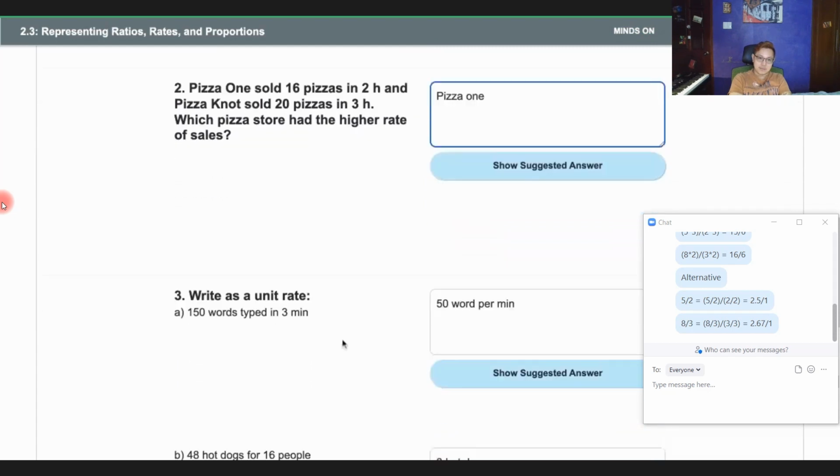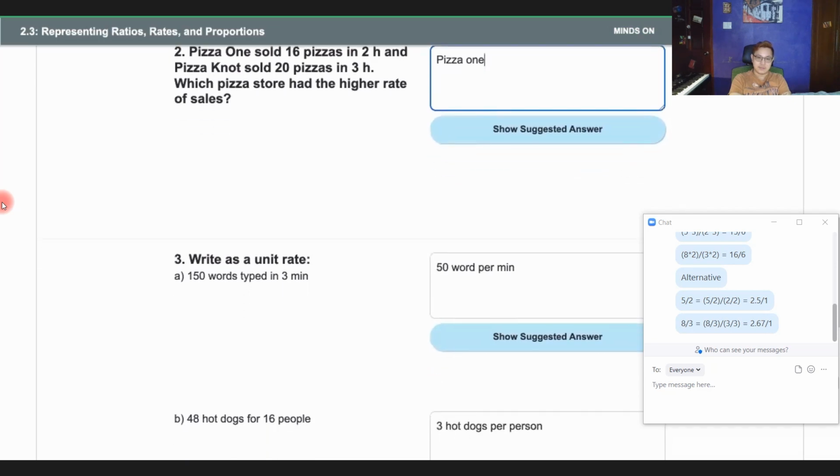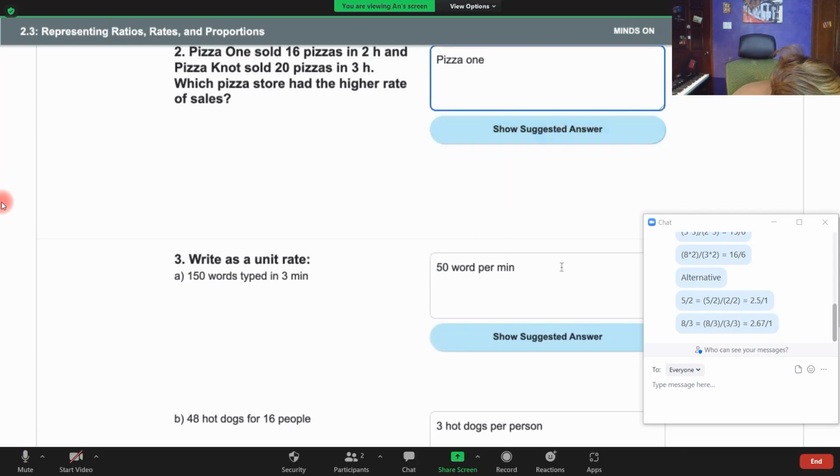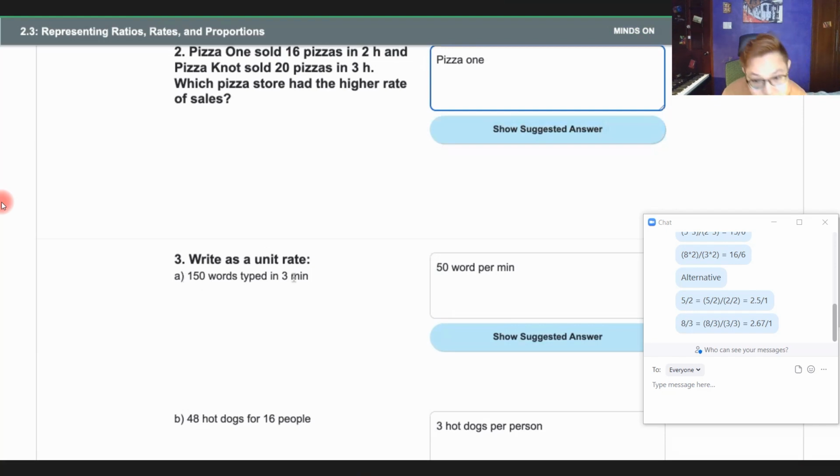Write it as a unit rate. Oh, this is easy. I think you did it already. Yeah, I already did. So it would be 50 words per minute, because you take 150, you divide by 3, and you get 50. You write 50 words in 1 minute. Okay.